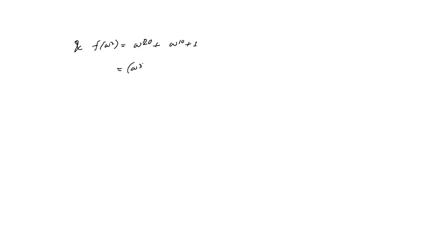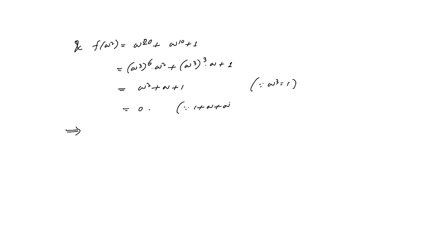So that will be omega cube whole to the power 6 into omega square plus omega cube whole cube into omega plus 1. So since omega cube equals 1, it will be omega square plus omega plus 1. And again this value is 0, since 1 plus omega plus omega square equals 0. So that means f of omega square equals 0, and hence we can say x minus omega square is a factor of x to the power 10 plus x to the power 5 plus 1.